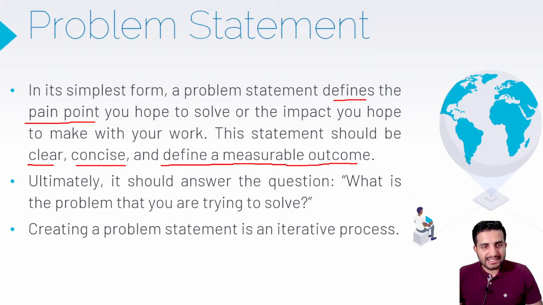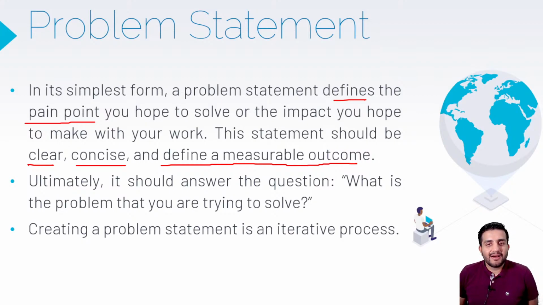The next is concise. So the statement here is basically clear. Second is concise. Once the problem statement is clear, it should also be pretty much concise. I cannot write a 10-pager problem statement. It should be compact. When I say I'm trying to find out the bank frauds who are going to make default payments, that is clear and concise, right?